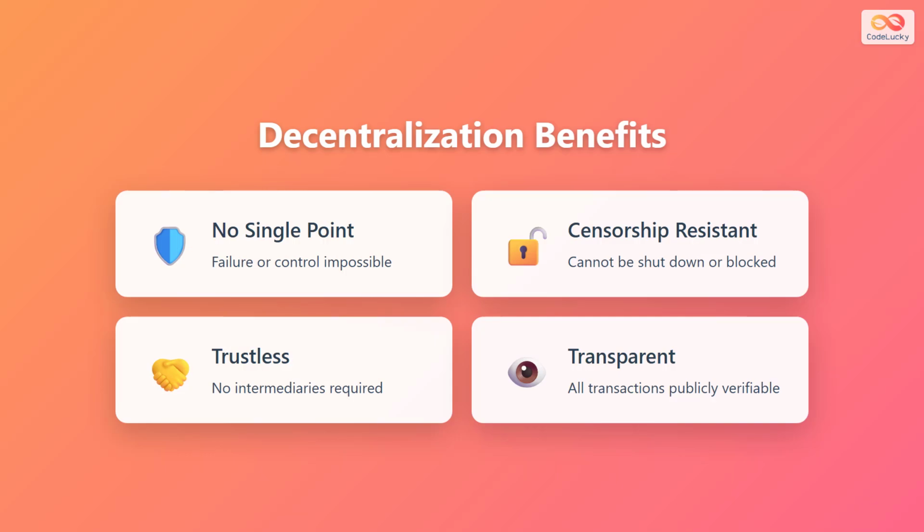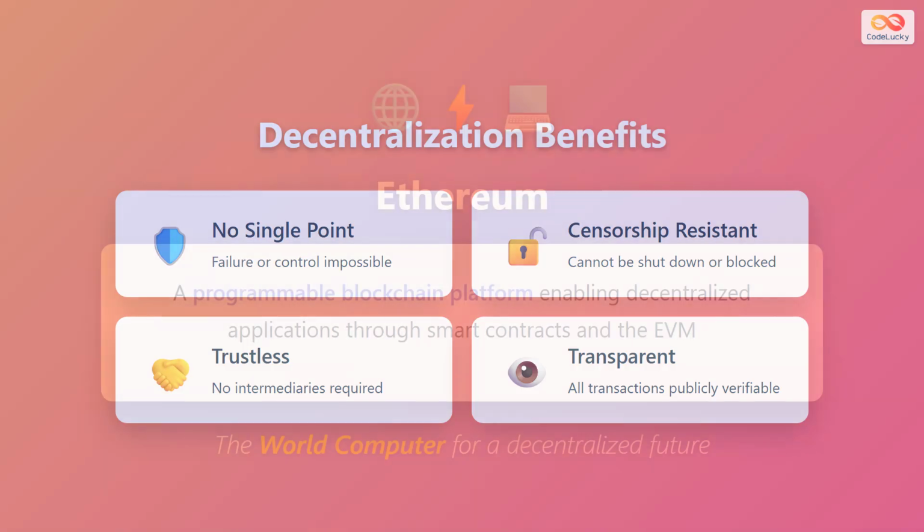Decentralization provides several critical benefits. There is no single point of failure or control, making the network extremely resilient. The system is censorship resistant, meaning it cannot be shut down or blocked by any single entity. It's trustless, meaning you don't need to trust intermediaries to execute agreements. And it's transparent, with all transactions being publicly verifiable on the blockchain.